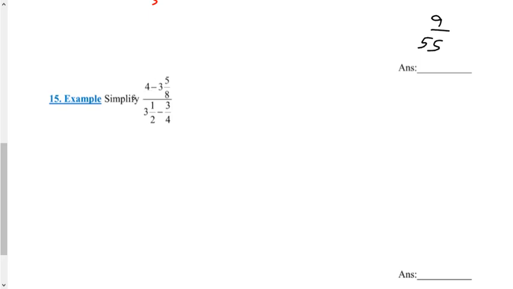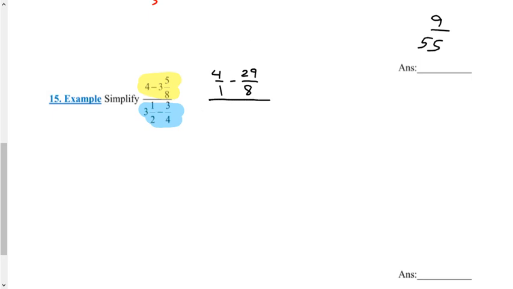Again, we're going to separate these up into a top and a bottom. All right, so the first thing I'll do is I'm going to make this 4 over 1. And over here, I'm going to say this is 3 and 5/8. That's 24 plus 5 makes 29 eighths.